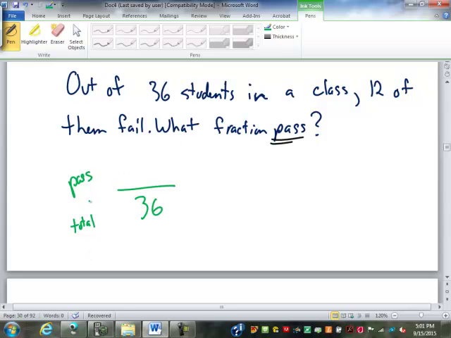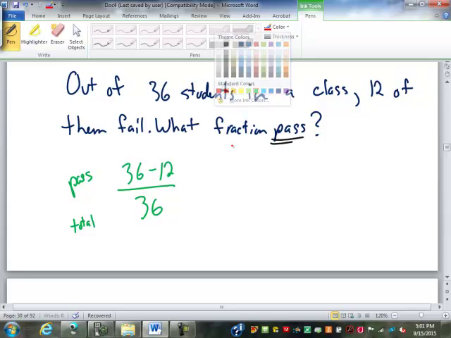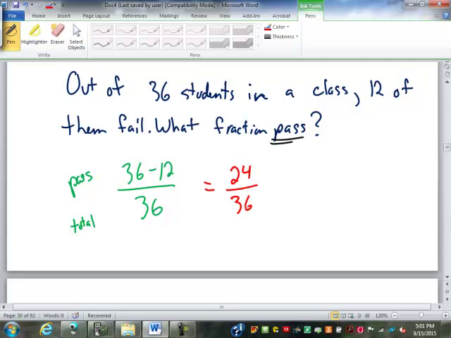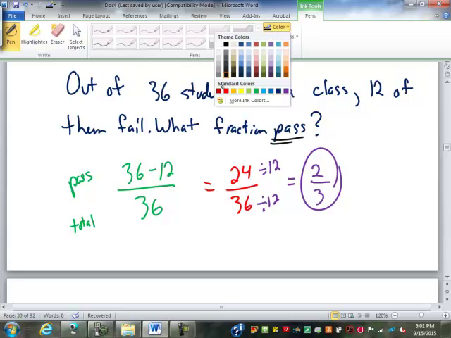What number goes on top? 36 minus 12. If 12 failed, the others hopefully passed, right? So 36 minus 12 is 24 over 36. And both of those can be divided by 12. 24 divided by 12 is 2. 36 divided by 12, 3. So 2/3 pass. Any questions? Good.